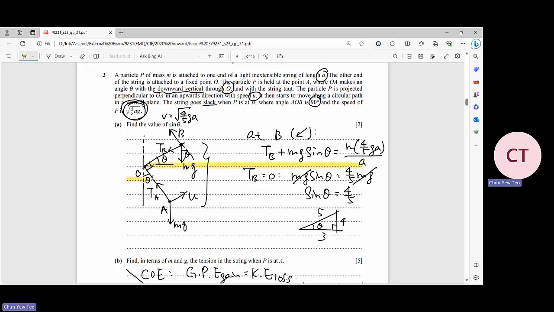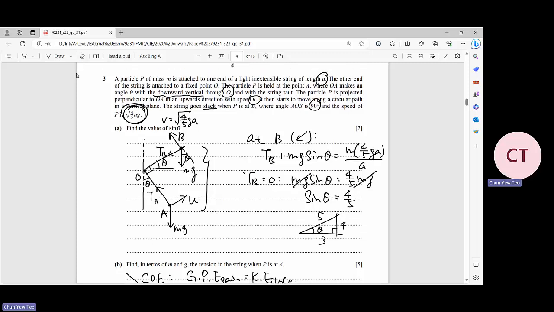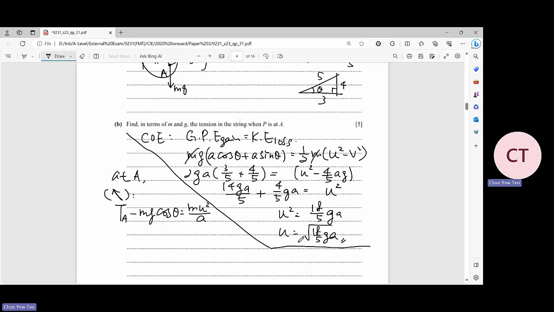Okay, just focusing on this part. So if you resolve the forces, you get TA minus mg cos theta equal to mu squared over A. So the u squared, we can just make use of the u squared from here to get the answer. So you can have TA equals mu squared over A plus mg cos theta.